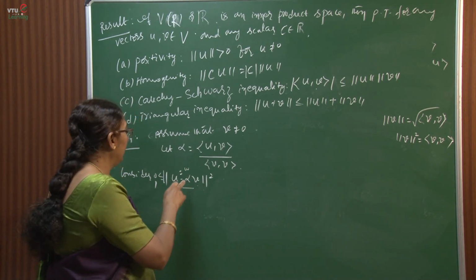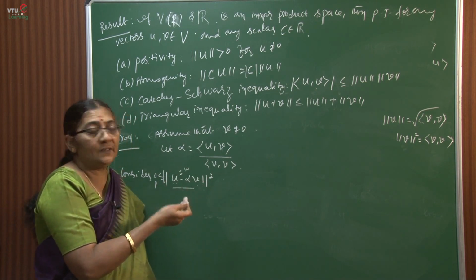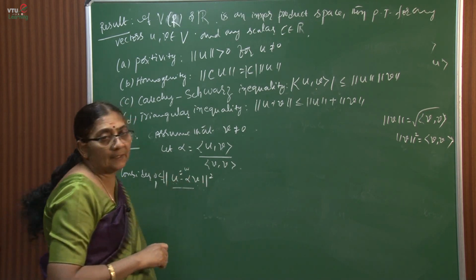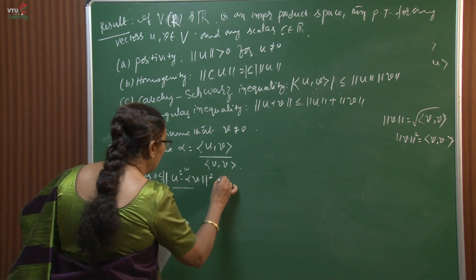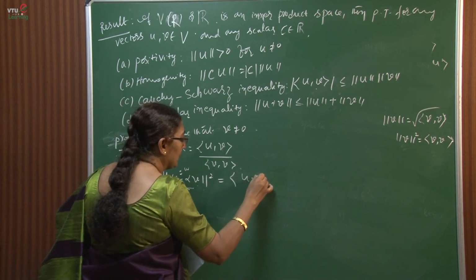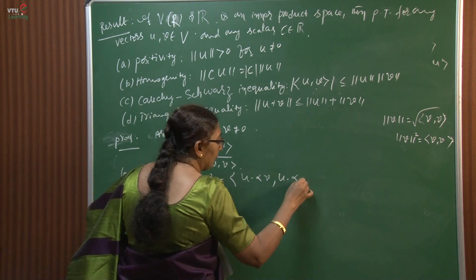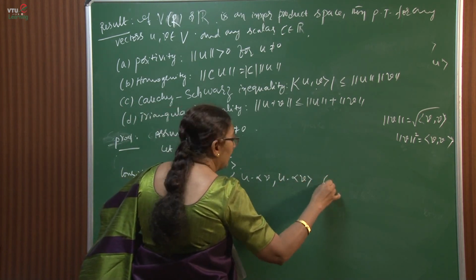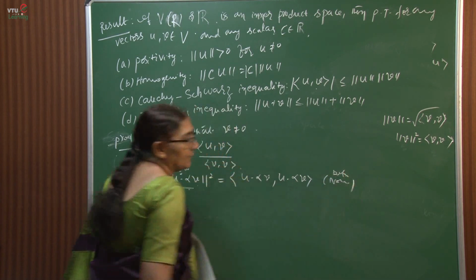That gives us a vector, and then we are finding a norm. The square of each of the components is definitely greater than or equal to 0. Next, we are going to simplify this from the definition of norm. This can be written as the inner product of u minus alpha v comma u minus alpha v, from the definition of norm.